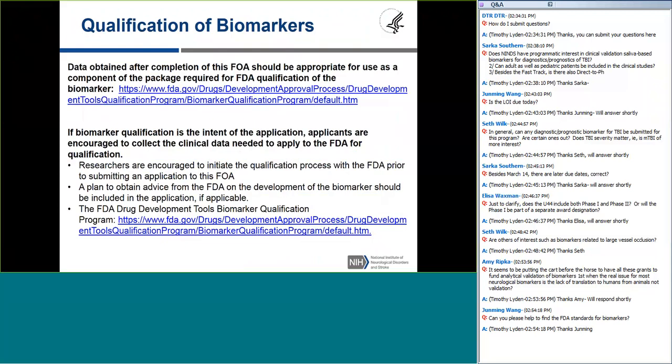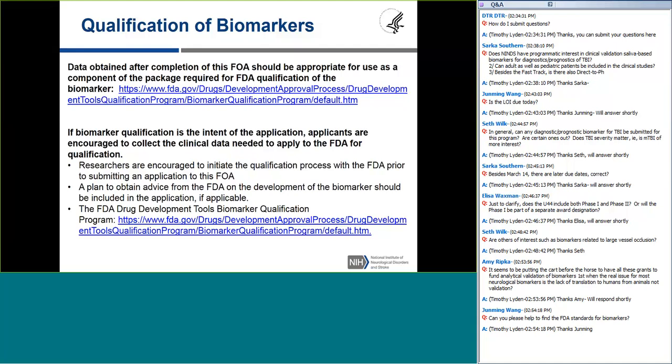So this last slide just goes through a little bit about the qualification of biomarkers. If qualification is the reason that you would like to be funded through these opportunities, then we really encourage you to contact the FDA even before you send in the application or as you are sending in the application, so that they can work with you step by step as you're being funded by the opportunity.